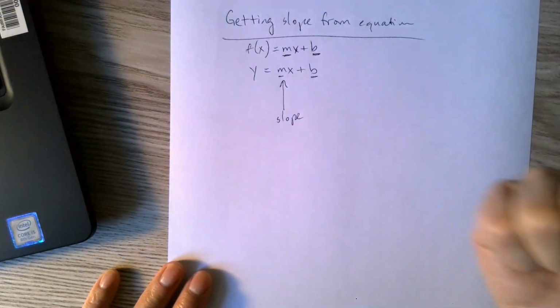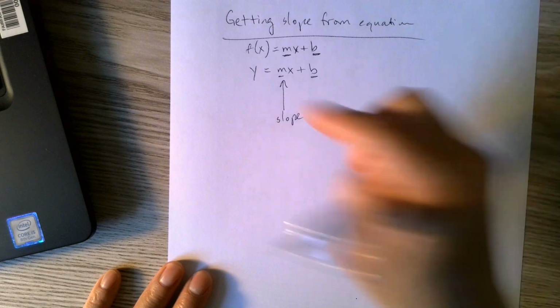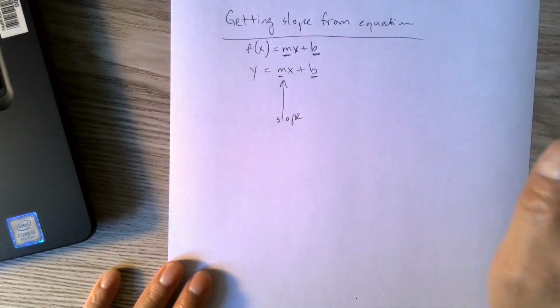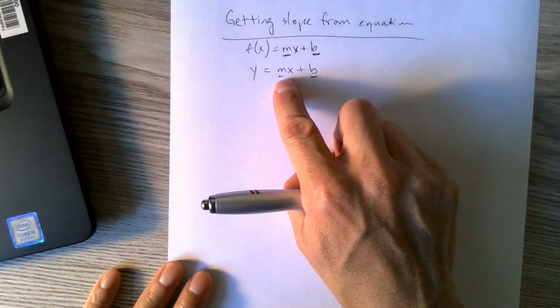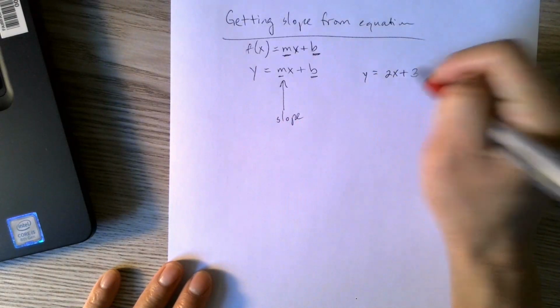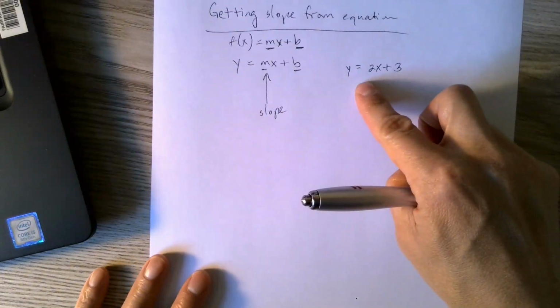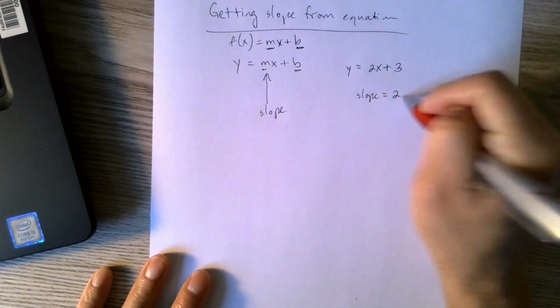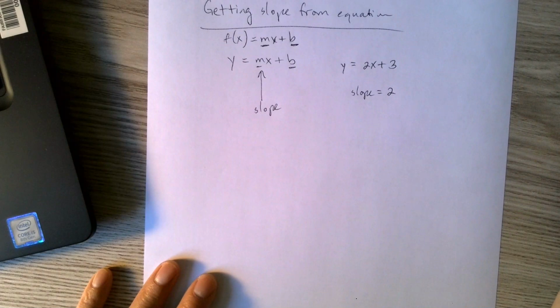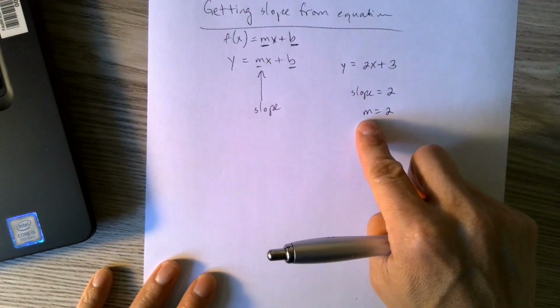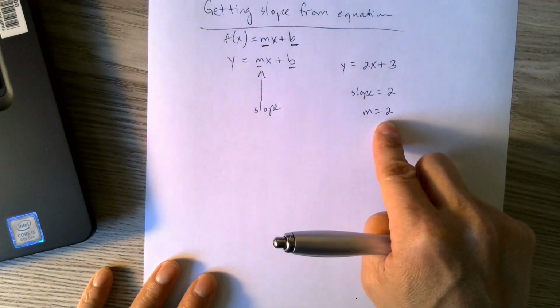M is the slope. The coefficient of x there is the slope, which is why I said you don't have to calculate anything to find the slope. It's right there staring at you. So in this linear function, the slope equals 2. M equals 2. I'm going to use m from now on for slope because that's what it stands for.